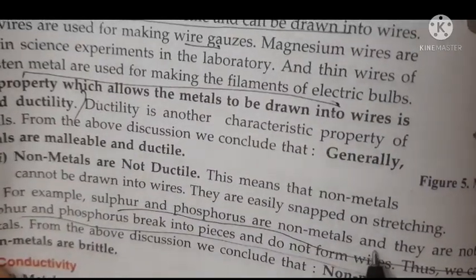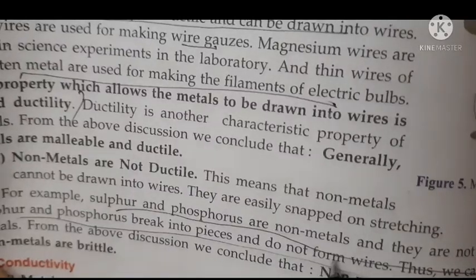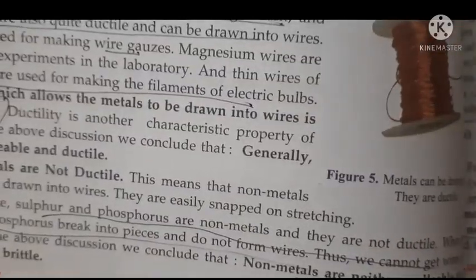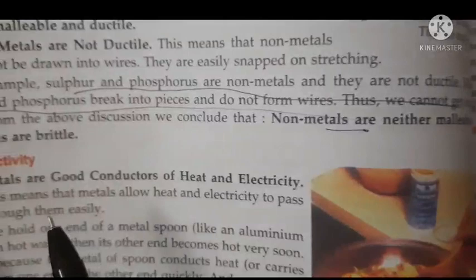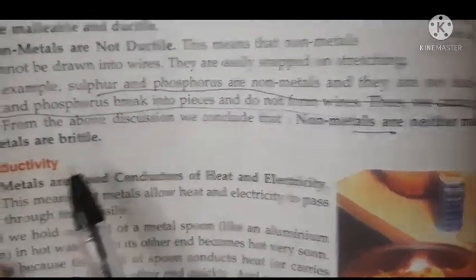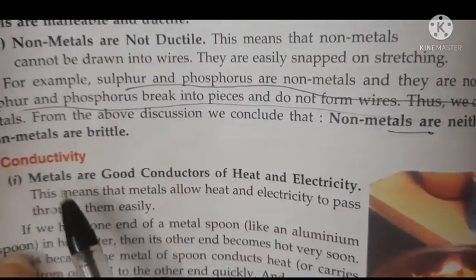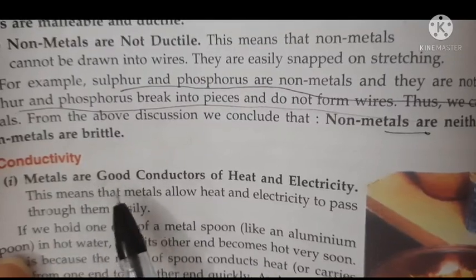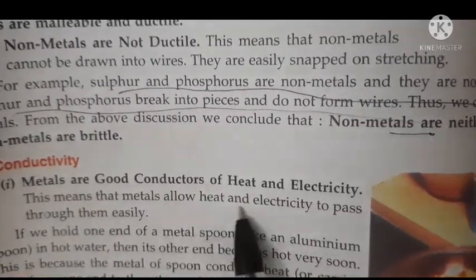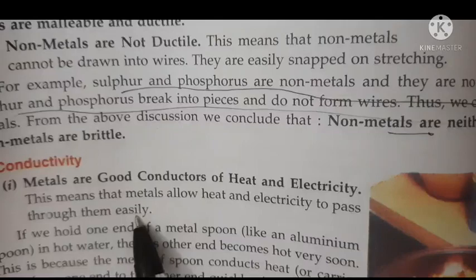Okay. So they are not ductile. They cannot be changed into wires. Please underline: non-metals are neither malleable nor ductile. They are brittle. Conductivity. Metals are good conductors of heat and electricity, which means metals allow heat and electricity to pass through them easily.